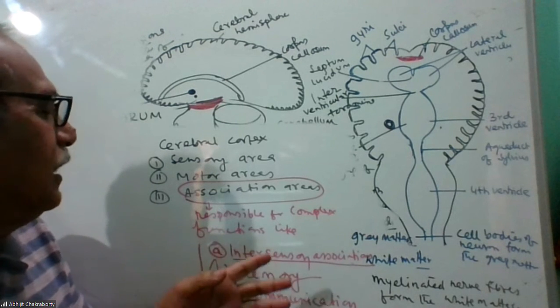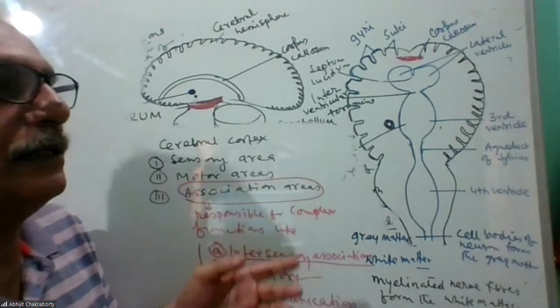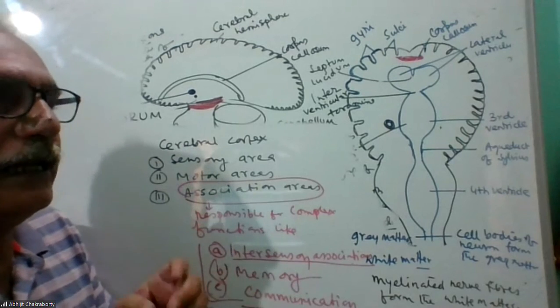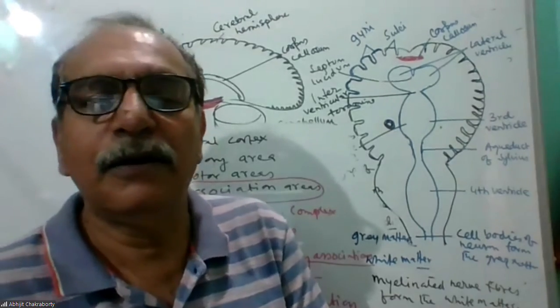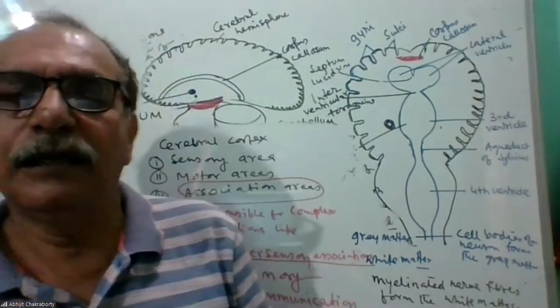Now I am going to discuss details about it. What is the role of the sensory area, what is the role of the motor area, and obviously the different lobes of the cerebral cortex like frontal lobe, parietal lobe, temporal lobe, occipital lobe, in my next class. Okay, thank you very much.